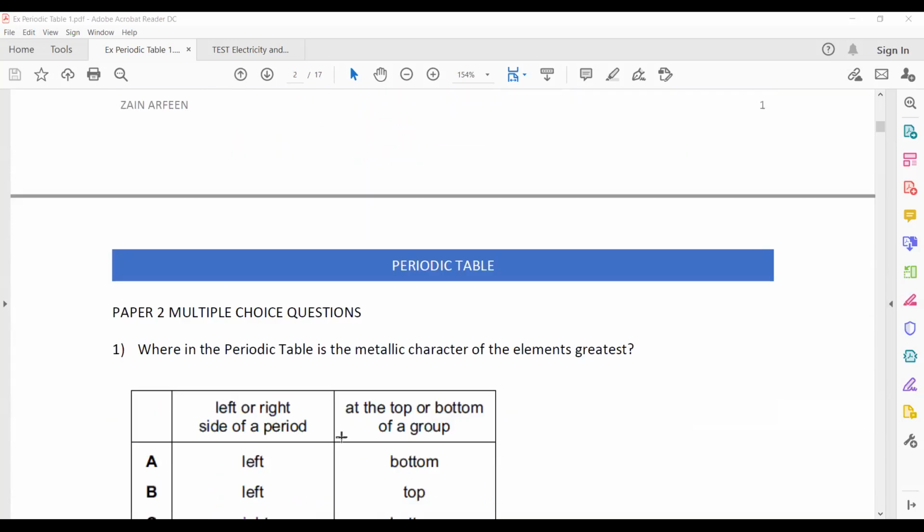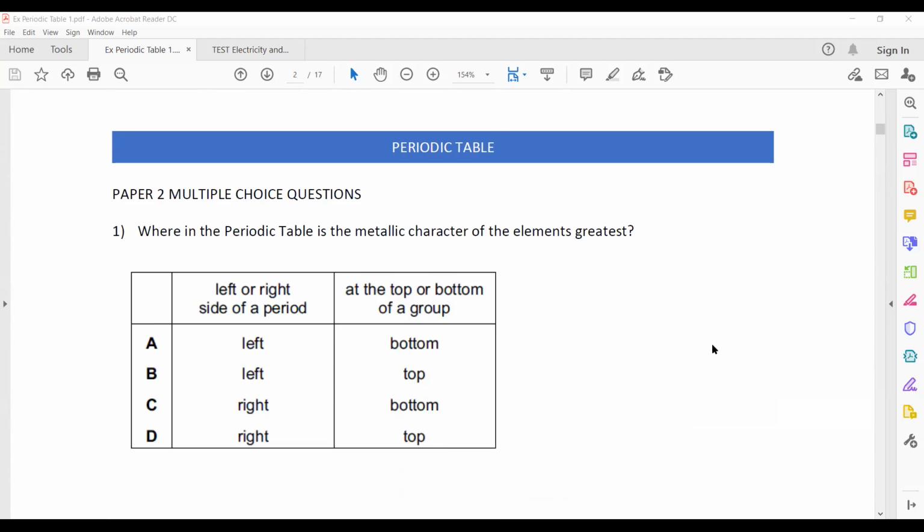Okay, MCQs. Mention the doubts from the chapter, from question 1 to 10. Any doubt?